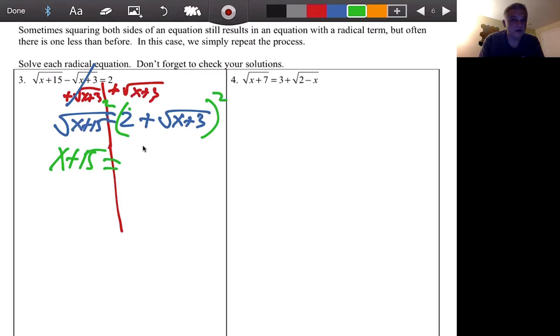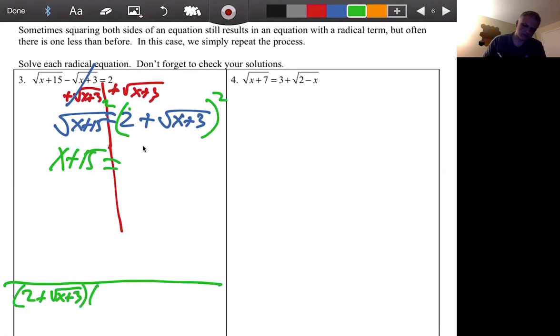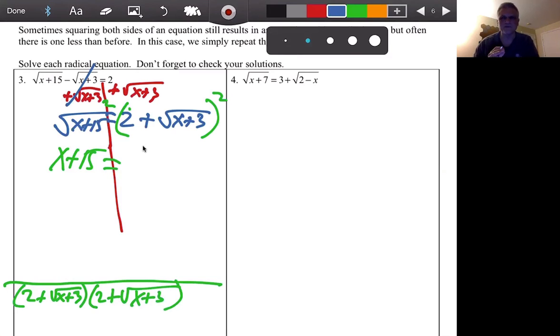This other side is a binomial, and we're squaring it. So we have to multiply it by itself. So I'm going to do it in some workspace over here. So 2 plus this square root times itself. Again, don't whine or moan or anything. Let's just FOIL it. It's just foiling. It's 2 binomials, no big deal.